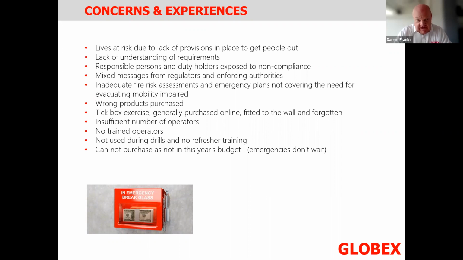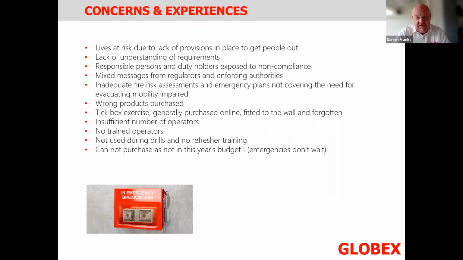Another one we often come across is when we've done surveys and our teams are out providing surveys and demonstrations of equipment, we're often told that it's not in this year's budget to purchase equipment. And so we do remind that emergencies don't wait for budgets. Most buildings these days will have a fire alarm, fire extinguishers and everything else that's required to demonstrate compliance. Evacuation equipment really needs to be part of that and shouldn't be waiting on things like budget.